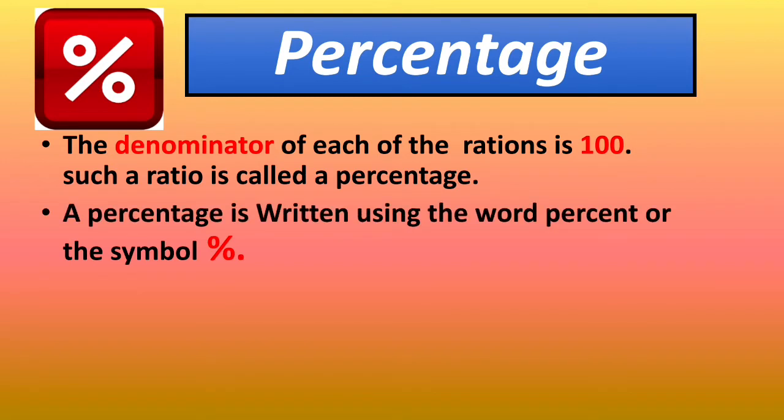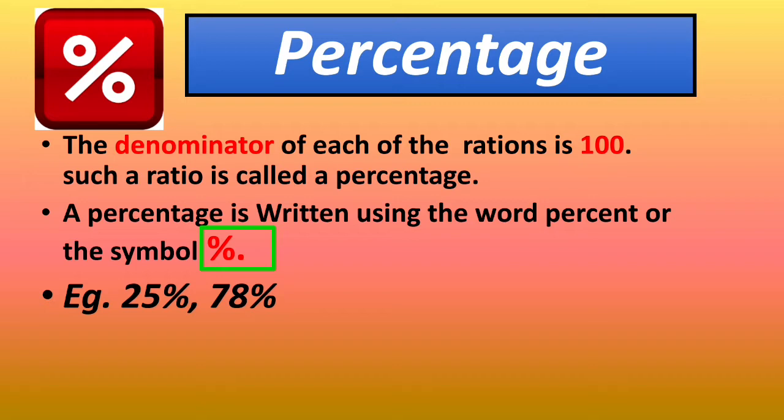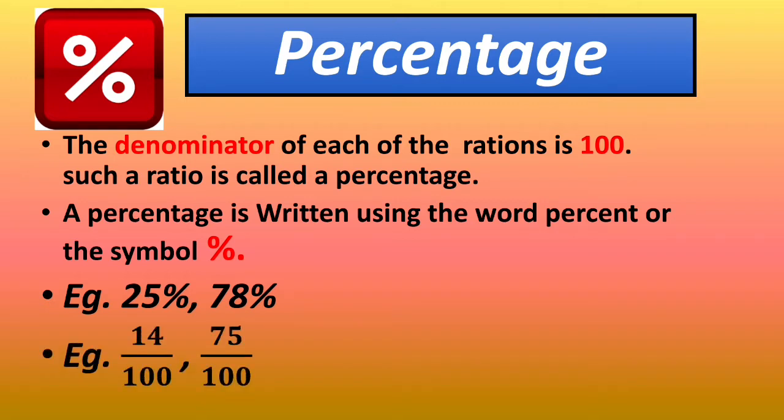A percentage is written using the word percent, or we can use the symbol percent, which is given in red color font. Children, for example, we write percentage like 25% and 78% with the symbol, or we can write percent as a fraction, for example 14 upon 100, 75 upon 100. Upon 100 means the denominator is 100, so the given fraction is a percentage.